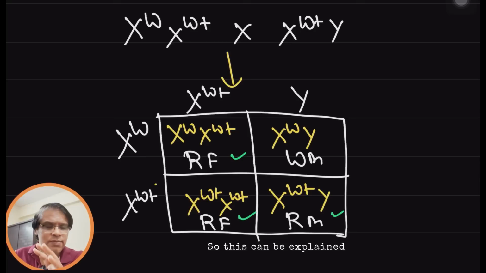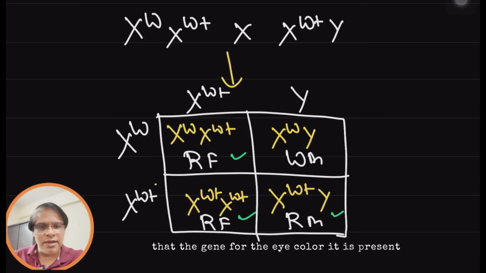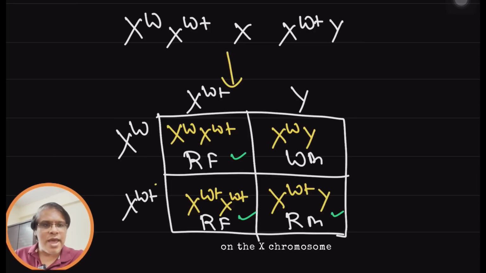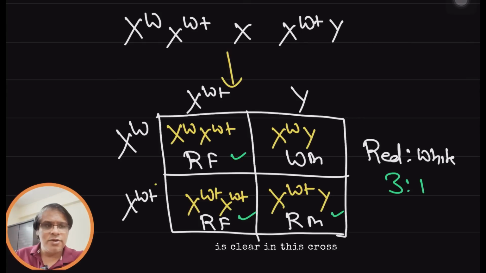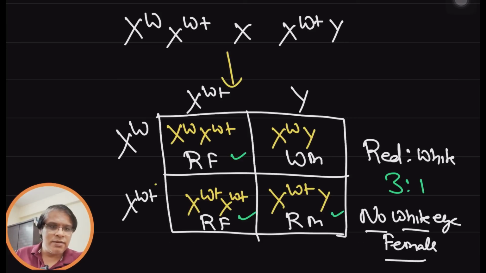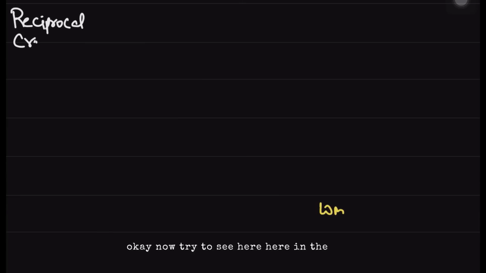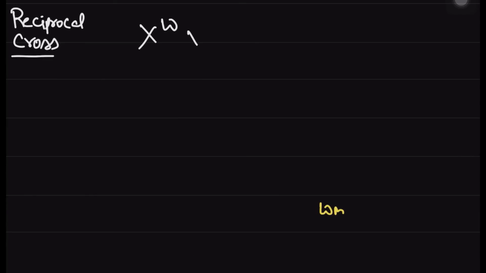This can be explained if we assume that the gene for the eye color is present on the X chromosome. Is that clear? In this cross he got red to white in a 3:1 ratio, with no white eyed female. Let us discuss the reciprocal cross result. Now try to see here. In the reciprocal cross, what he did was cross a white eyed female.